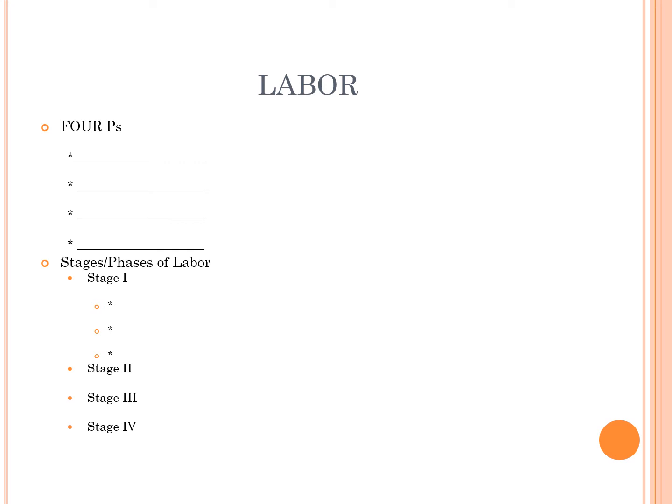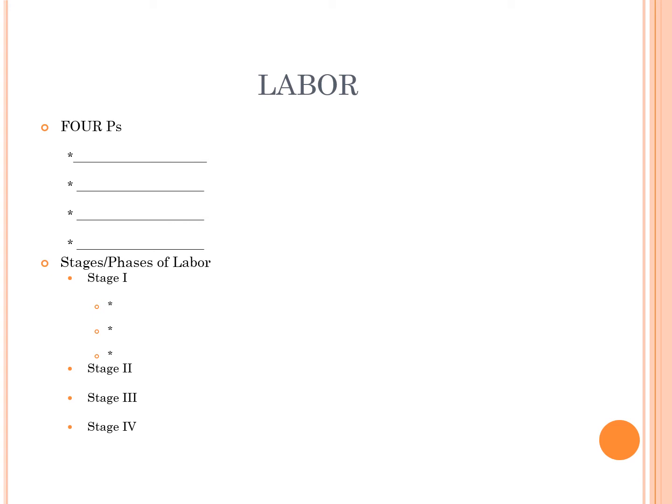Active labor is 4 to 7 centimeters, and you're going to contract every 2 to 5 minutes, 40 to 60 seconds in length. And then you have your transition phase, which is 8 to 10 centimeters. Your contractions are going to be way closer together, about every minute and a half to 2 minutes, lasting 60 to 90 seconds in length.